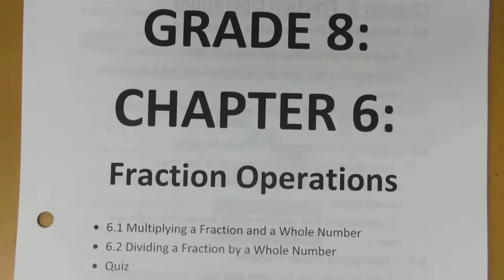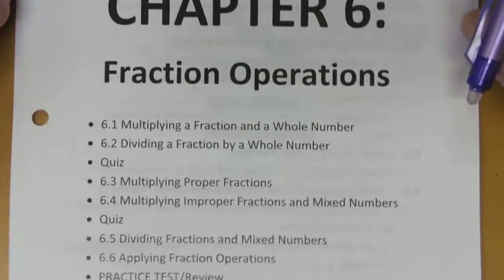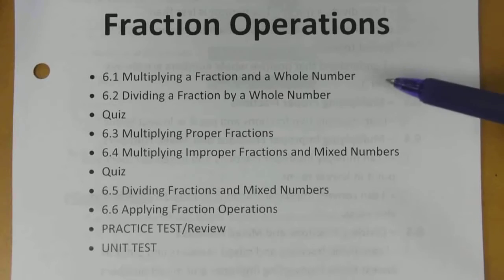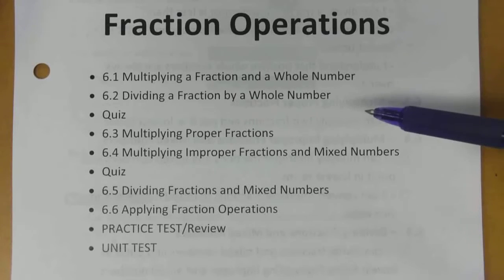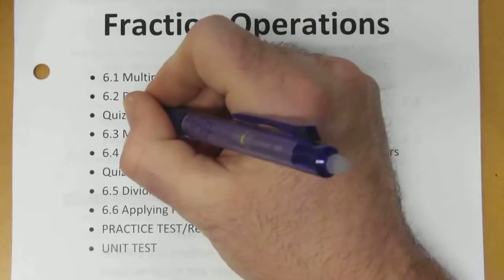It's a new chapter. Chapter 6 deals with fraction operations. It's a big chapter. We've got 6 sections. The first one is multiplying a fraction with a whole number. Second section is dividing a fraction by a whole number. Then we're going to do quiz number 1.